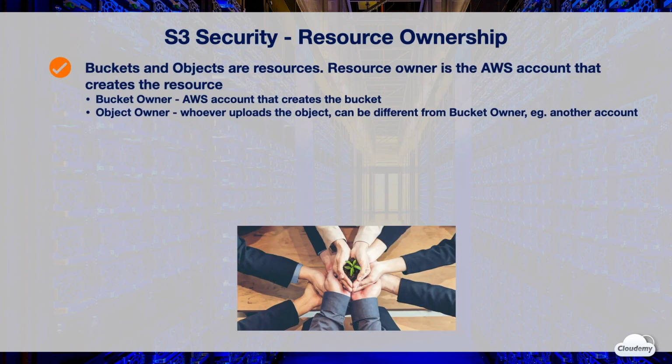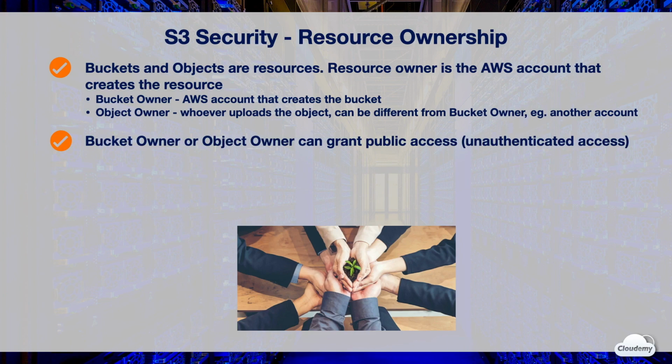Buckets and objects are resources. The resource owner refers to the AWS account that creates the resource. A bucket owner is the AWS account that creates the bucket. An object owner is whoever uploads the object. An object owner can be different from the bucket owner. For instance, an AWS account can upload an object to a bucket that was created by a different AWS account.